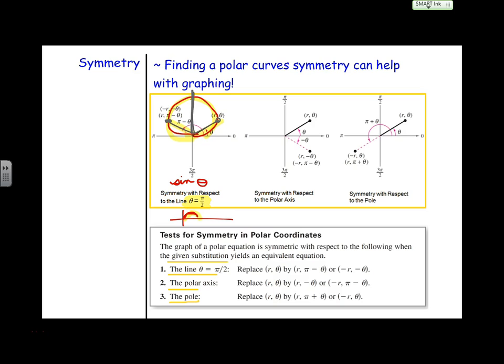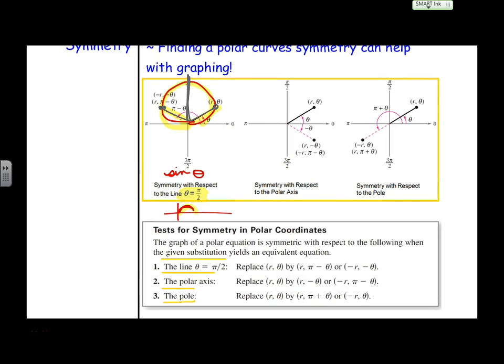And that's what's going on down here at the bottom. The book would say the clues to be able to figure this out is to replace r and theta with negative r and negative theta. You could also replace it with the other, but negative r and negative theta usually works.